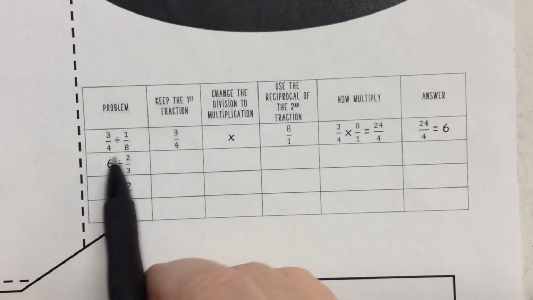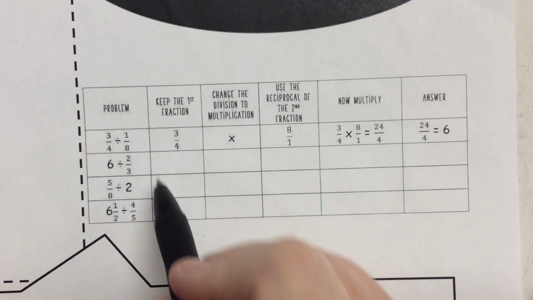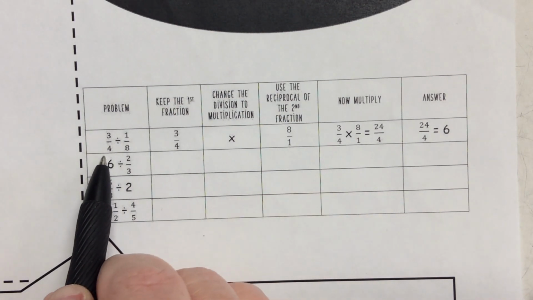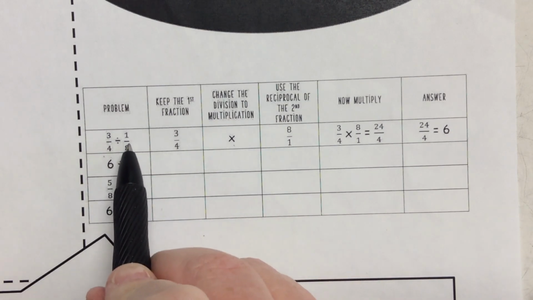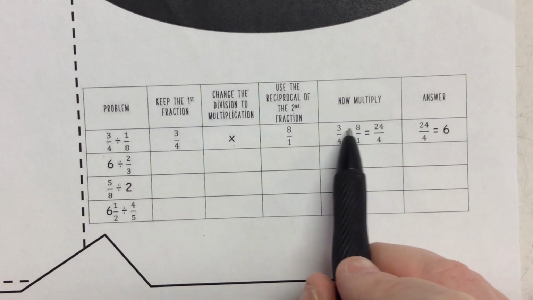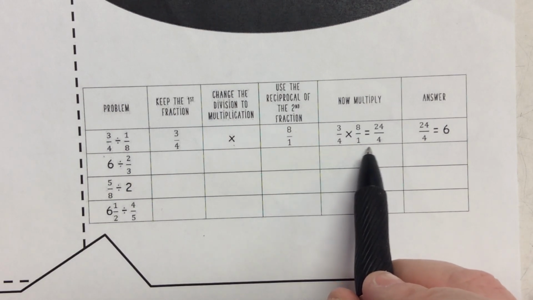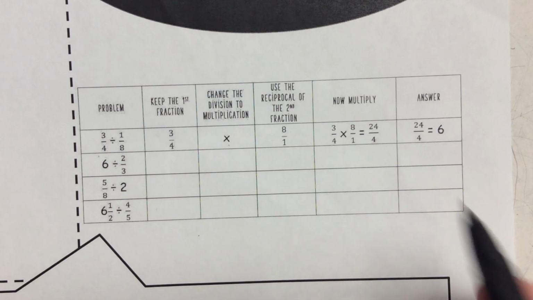Okay, so we keep the first fraction. So here's my example, 3/4 divided by 1/8. I'm going to keep the first fraction, that's the 3/4, change it to multiplication, flip that last one, that 1/8, we're going to flip it over to 8/1. So now it is a multiplication problem, and we do just like we've done for the past 3 days in class. And then you simplify, okay?